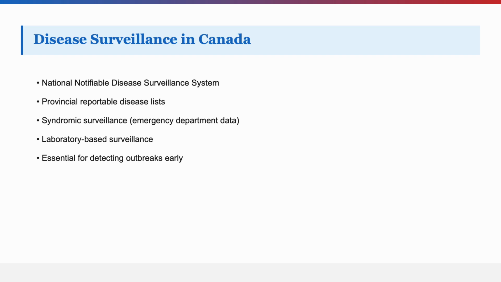Syndromic surveillance monitors symptom patterns before specific diagnoses are made. Emergency department chief complaints are monitored for unusual clusters, respiratory illness, gastrointestinal illness, rash. This can detect outbreaks faster than waiting for laboratory confirmation. Laboratory-based surveillance tracks pathogen identification. When labs identify Salmonella, they report serotypes to PulseNet Canada, enabling detection of multi-jurisdictional outbreaks.